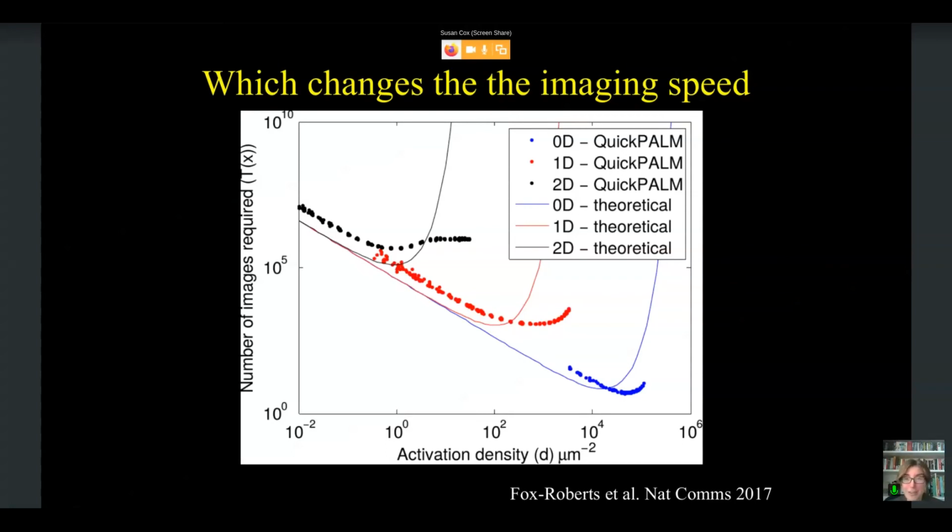So this is a very, very big difference. You're looking at a factor of 10 to the 3 difference to go from 0D to 2D. Oh, no, sorry, blue is 0D and black is the 2D. I read the graph the wrong way around. Okay.